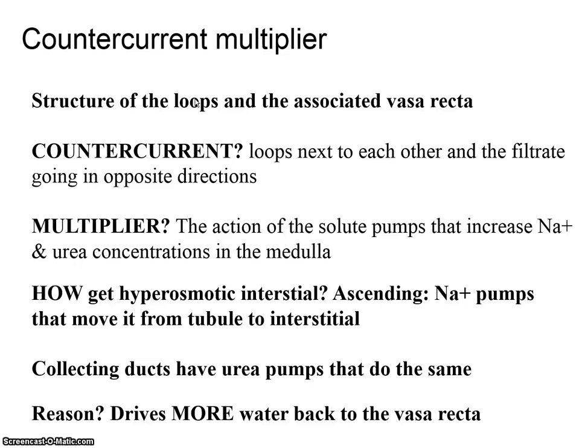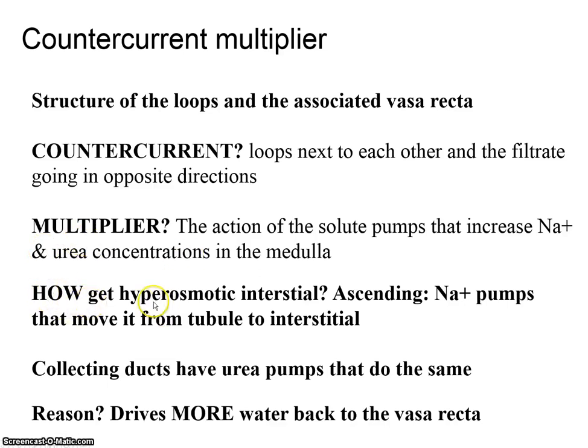The vasa recta, this feature of the blood vessels, and specific blood vessels, recta again means straight, so straight vessels are found here. So countercurrent, we call it that because the loops are next to each other and the filtrate is going in opposite directions. One limb going down, one coming up. Multiplier, it's because the action of these solute pumps will increase sodium and urea concentrations in the medulla. So in that interstitial, in the medulla, those medullary pyramids are very high concentrations of salts, all right, because urea as well is considered a salt.